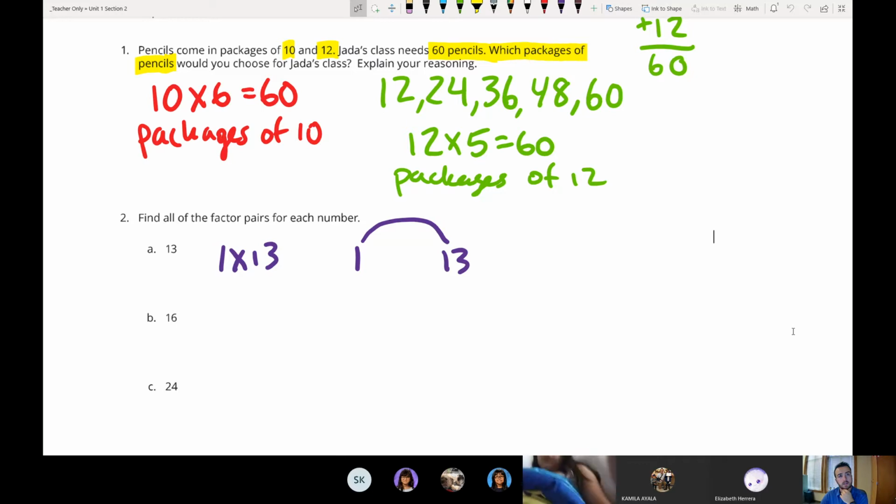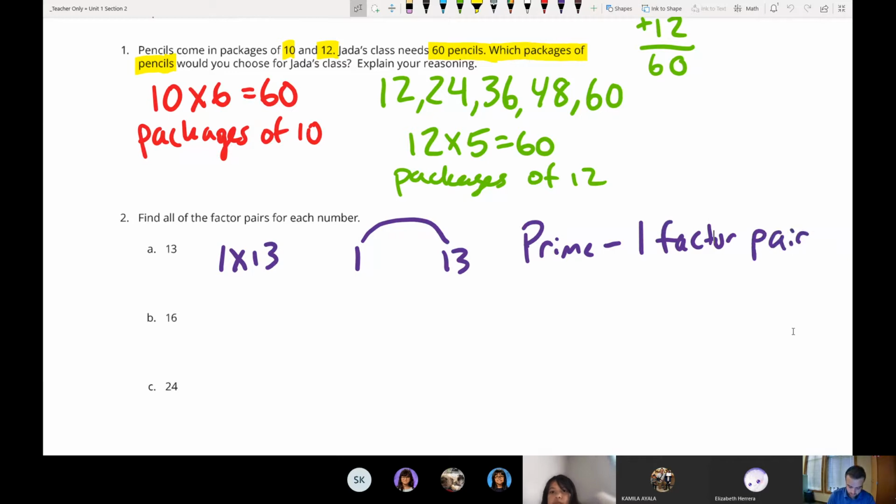I think she's counting. Okay, let's go down to Camila then. Camila, I see your hands up. Are there any other factor pairs of 13, or is this it? That's it. So what kind of number is this? Prime or composite? Prime. Yep, it is prime because it only has one factor pair.